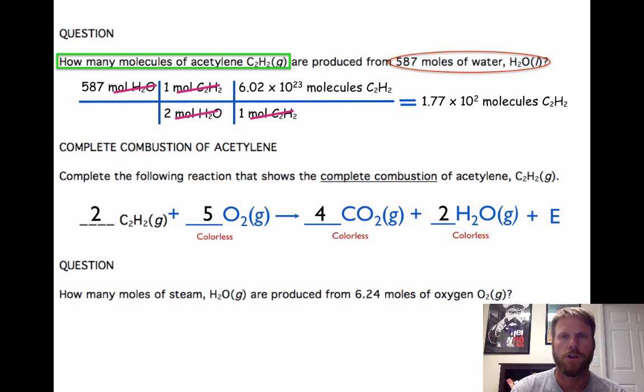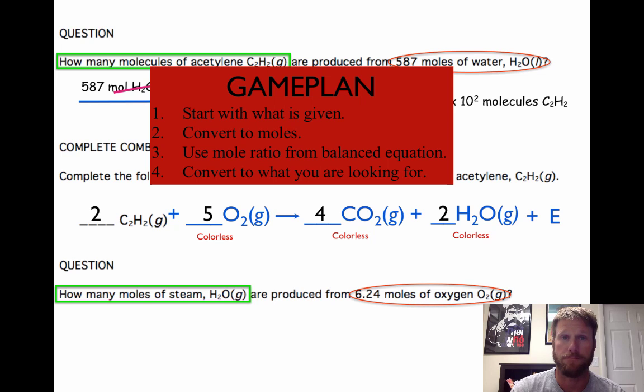Now it is your turn to try out a stoichiometry problem. You need to figure out how many moles of steam are produced from 6.24 moles of oxygen gas. If you follow the game plan, you will win. If you don't follow the game plan, you will surely suffer. Try to solve this problem on your own. Pause the video now and get her done.